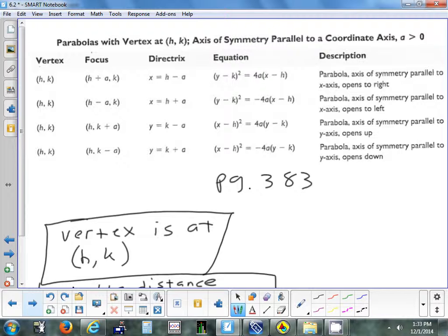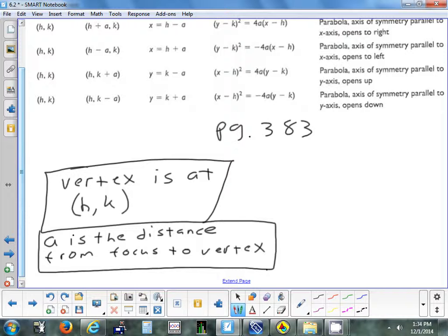What if it's shifted? Well, if we shift the vertex, the horizontal part, the x, we call that h. And then the vertical part, that's k. So (h, k) would be where your vertex is shifted to. A is still the same. A is the distance from the focus to the vertex. Always. A is always the distance from the focus to the vertex.